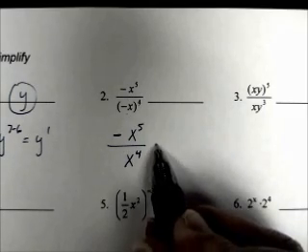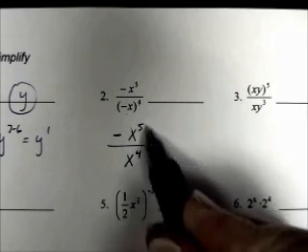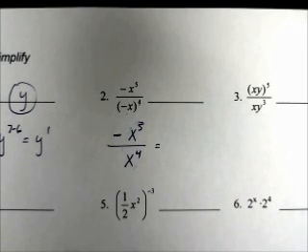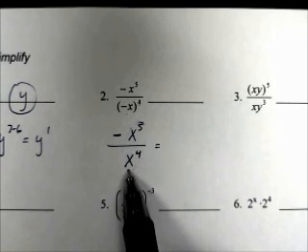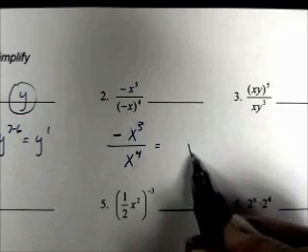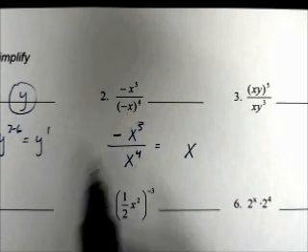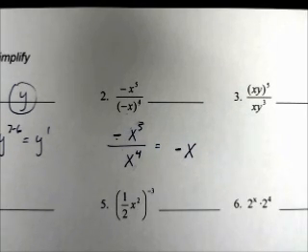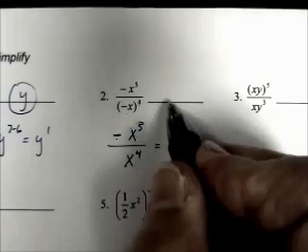Now, these are same bases, right? Same bases of x. We're dividing. x to the 5th divided by x to the 4th would leave us with x to the 1st, because we subtract the exponents and just carry over that negative sign. So this is equal to negative x.